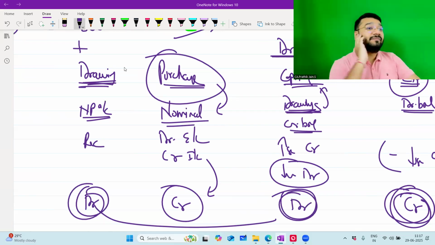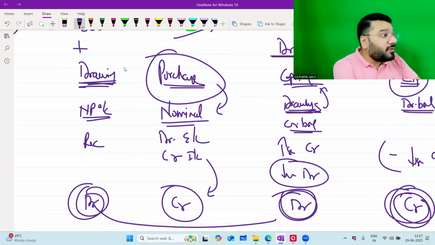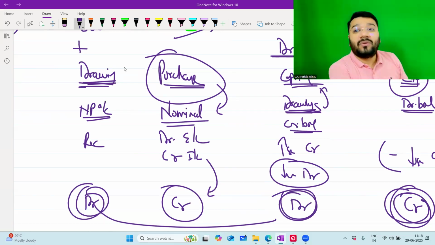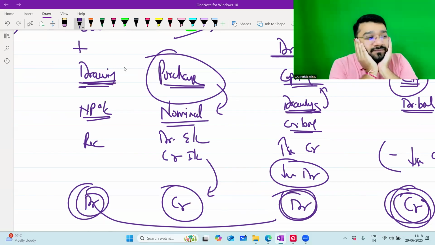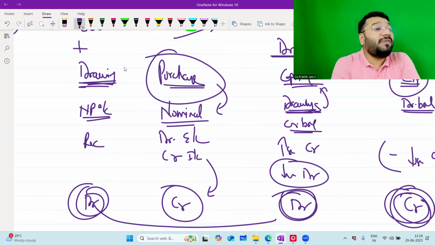Tell me. The owner took the chocolates, no? Did he pay money? No. How the hell is this your income? How the hell is this your gain? Then you have credited, boss. And in a nominal account, you should credit when? Only when it is income and gain. Debit all expense and losses, credit all income and gain.